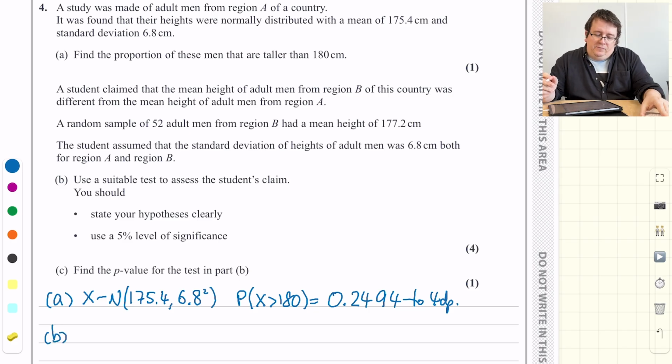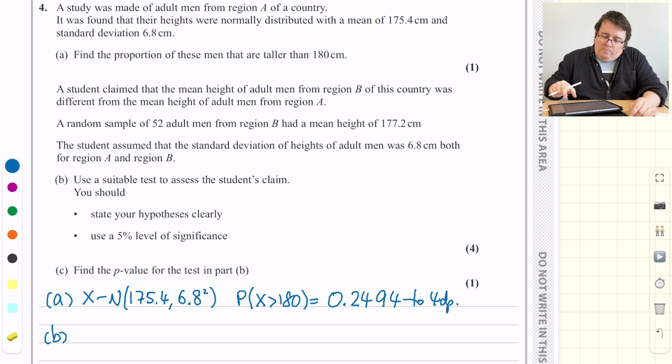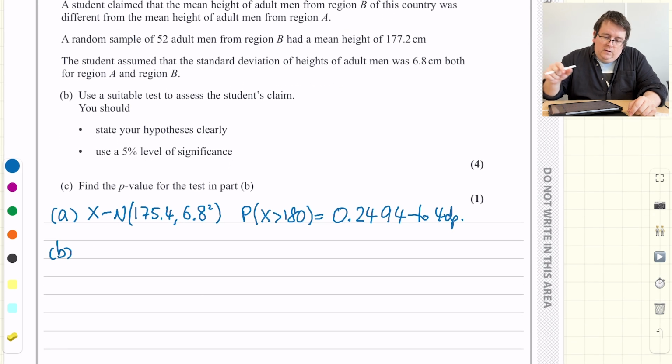A student claimed that the mean height of adult men from region B of this country was different from the mean height of adult men from region A. A random sample of 52 adult men from region B had a mean height of 177.2 centimetres. The student assumed that the standard deviation of heights of adult men was 6.8 centimetres, both for region A and region B. Part B. Use a suitable test to assess the student's claim. You should state your hypothesis clearly. You should use a 5% level of significance.